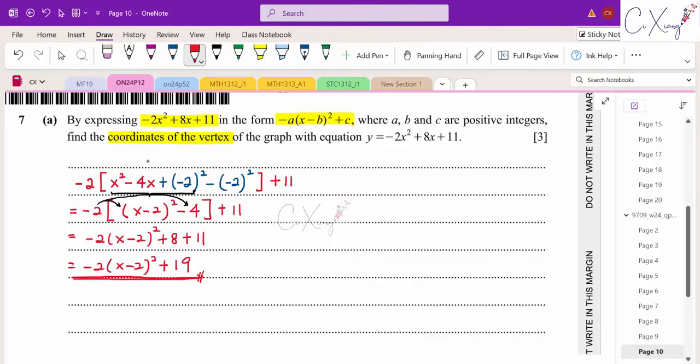Then now they want you to find the coordinate of the vertex. So like what we know earlier, when you express your quadratic expression into a completed square form, basically it already shows the coordinate of the vertex, right? So just in case you already forgot, the x coordinate, you are taking from the bracket here, so you're having x minus 2 equals to 0, then your x equals 2. Then for the value of y, this is directly the value of y. Therefore, the coordinate of the vertex will be 2 and 19. So this is basically the coordinate of the vertex.